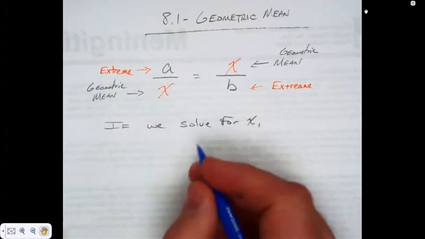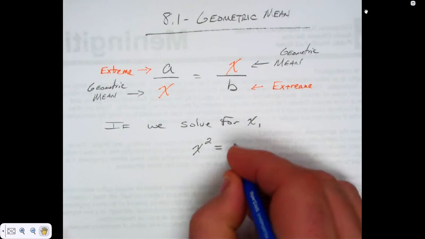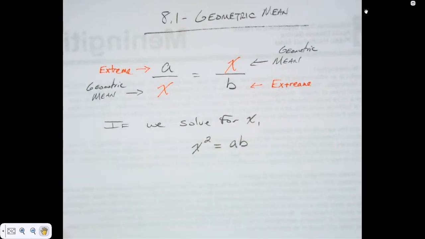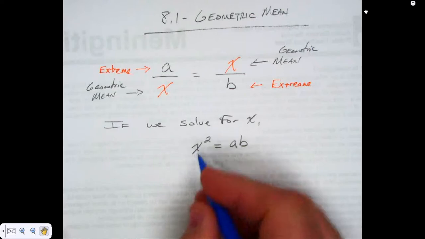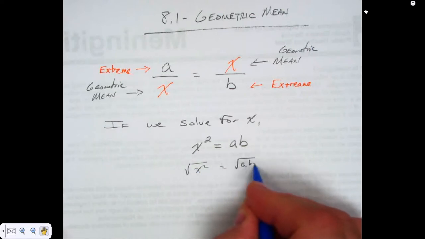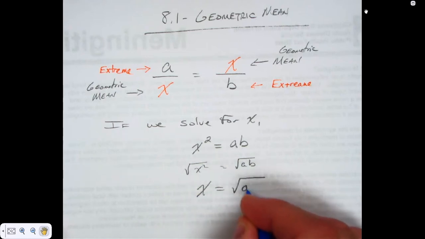Cross multiply, and I would get x squared is equal to what? A times b. Does everyone agree? Then what would I do? Then I would take the square root of x squared and take the square root of ab, correct? Where's the square root of x squared? So x would equal the square root of what? ab.